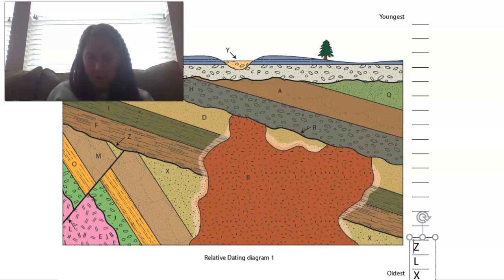So now you may be thinking, okay, where does B come into all of this? B is cutting through all of those guys. But you notice that B is also cutting through the layers that are above it, so B doesn't come in for a long time after that.